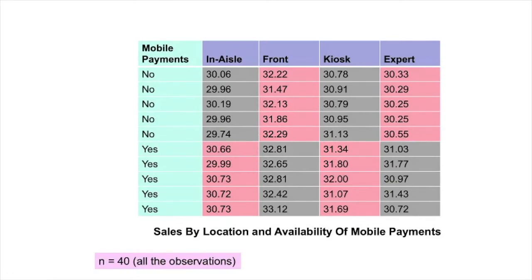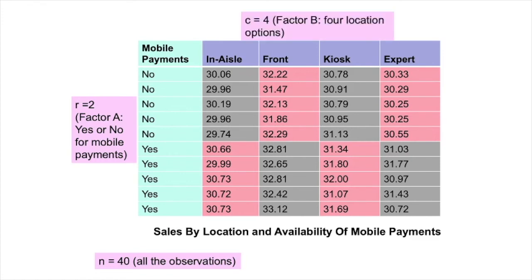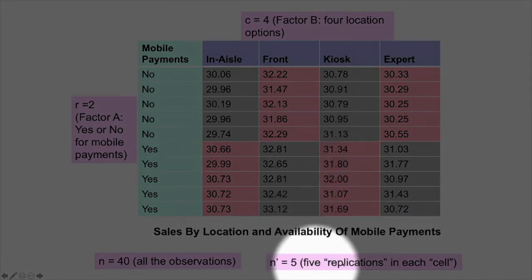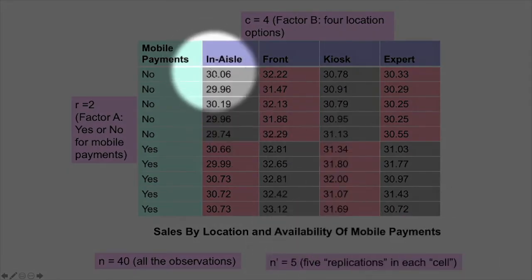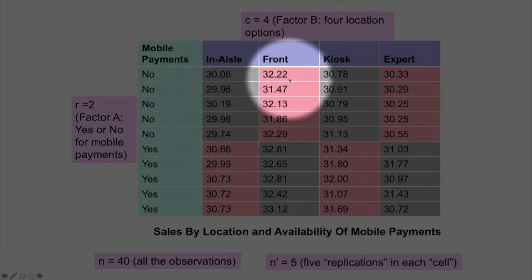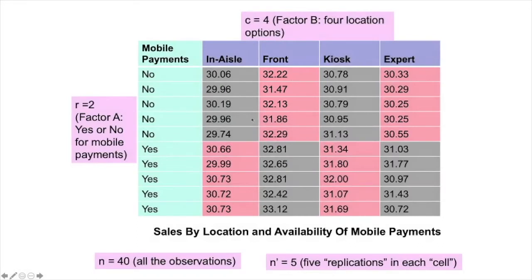What do we call these groups? We call them cells. What is a cell? It's a combination of a value for factor A and a value for factor B. Now what is N prime? N prime is 5, because we have 5 replications of each cell. In this cell, we have 5 values. In this cell, we have 5 values, etc. We have 5 values in each of these possible cells.